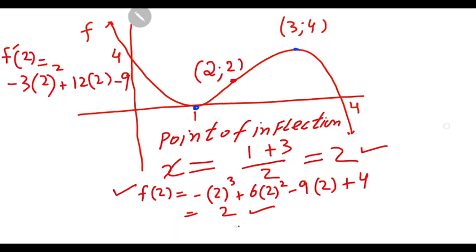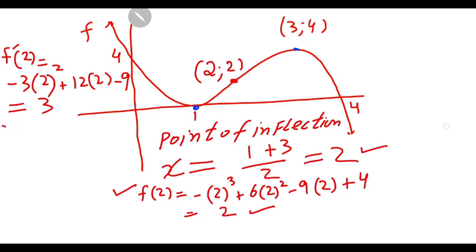So I put x equal to 2 into the first derivative, because I need the first derivative. Then I can find the equation of the tangent line here. So at x equal to 2, the first derivative will be equal to positive 3.